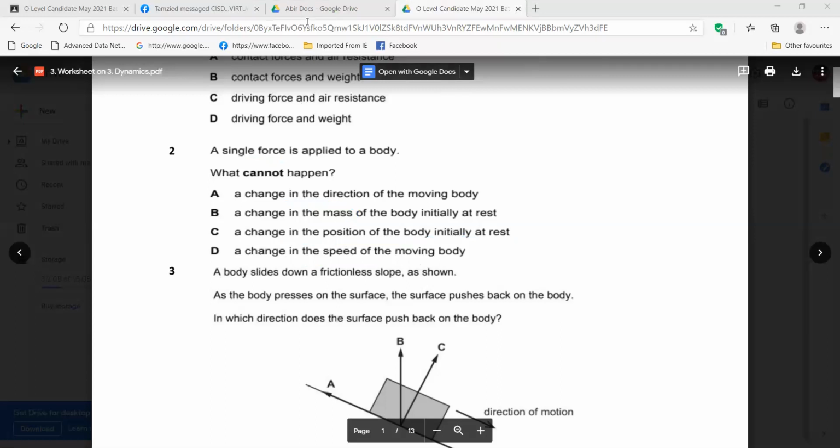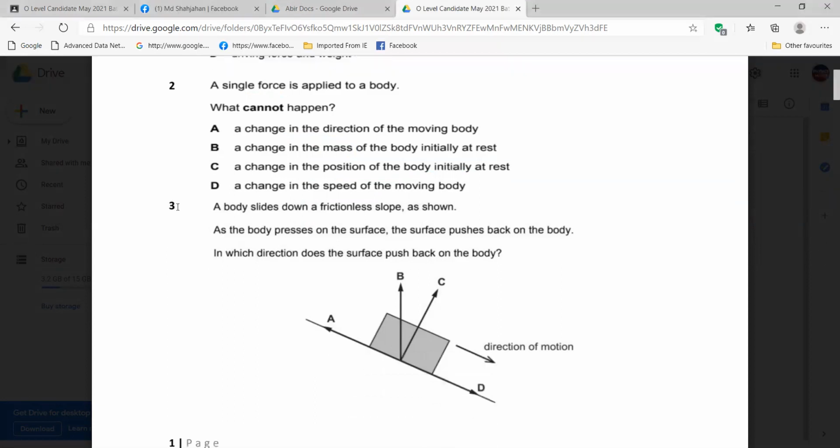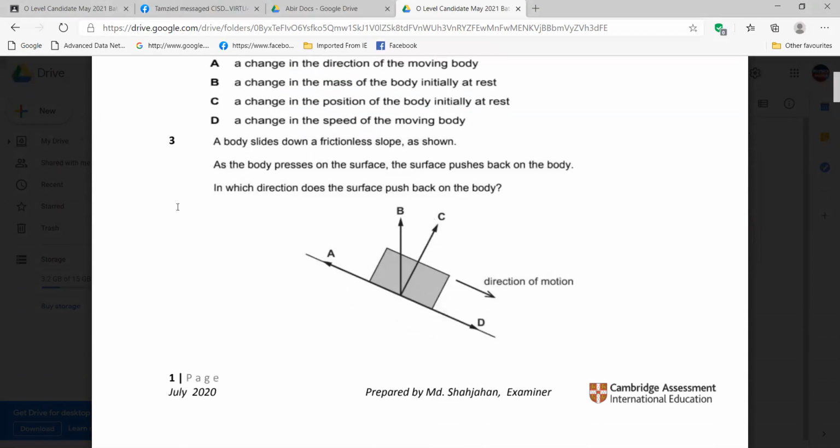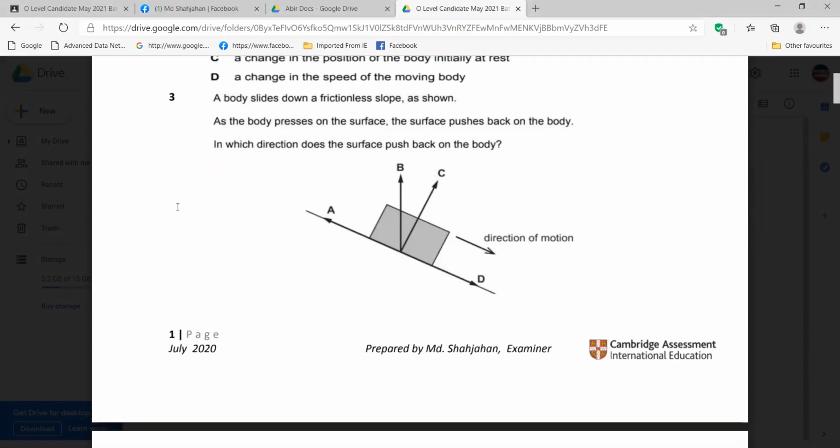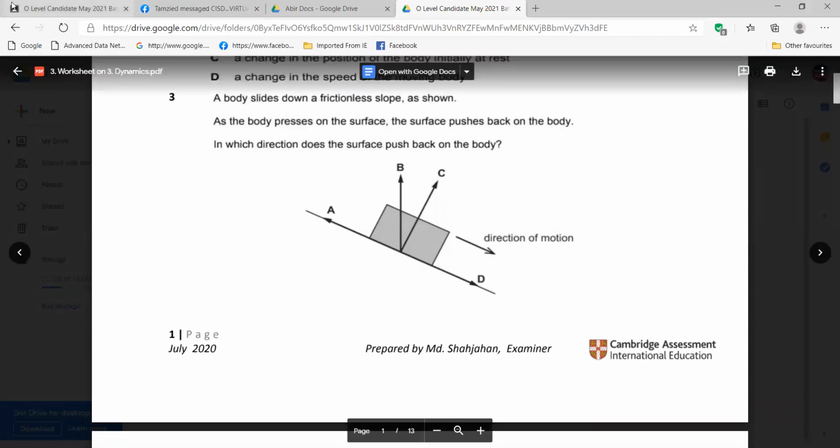Which one is wrong after that? Number three. Three also you have a problem. Okay. So this one is related to the force, right? Push back on the body. Yes, sir. Push back on the body.